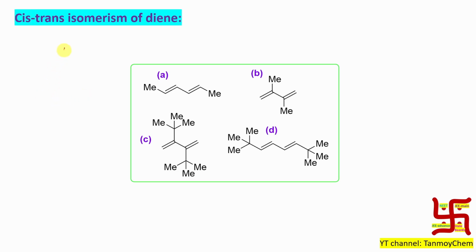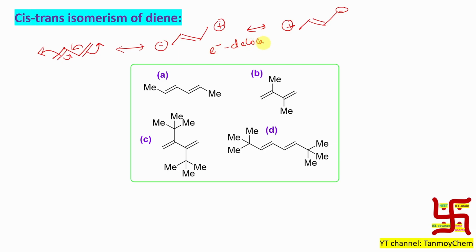So dienes are stable. Why? Because they have a conjugation. Conjugation means you can expect that this double bond comes here, it goes there. So in this way, one side positive, another side negative. By the way, another canonical form is also possible. It will come here, it will go there. So this way you can write that positive charge is here, negative charge is here. So what is the overall message? That there is an electron delocalization. So electron delocalization means stabilization.